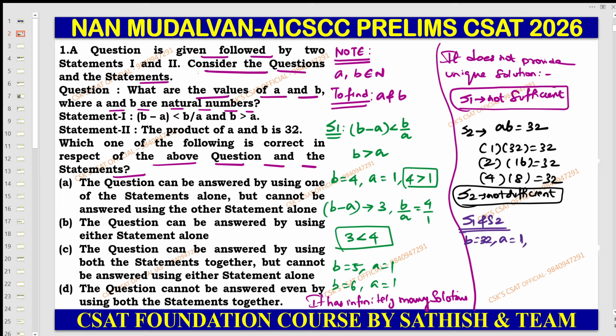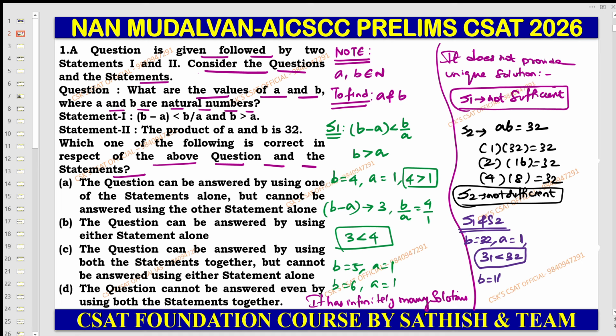B by A is 32. So here B minus A is nothing but 31. Therefore 31 is lesser than 32. Okay, fine. Next part, we have to focus on the pair 2 and 16.